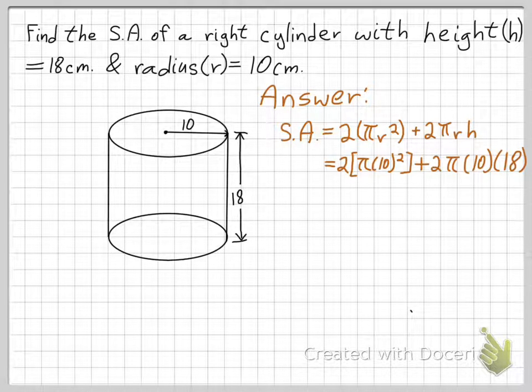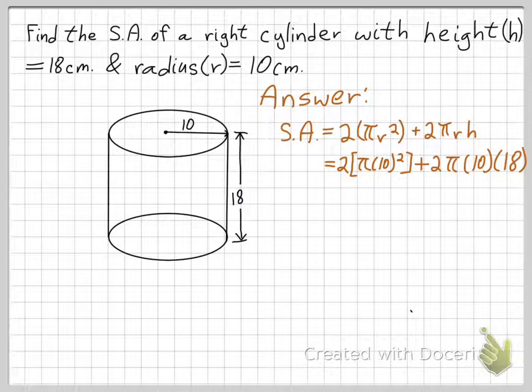So we have that the radius is given as 10, so I plug that in for radius squared, and that's where I get the 10 squared from. And then 2 pi r, radius is 10, and the height is 18. So I'm just plugging in values.